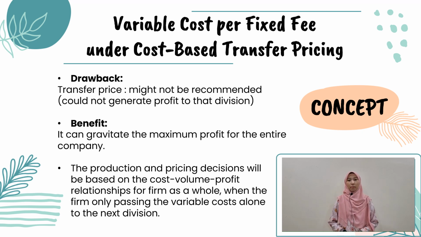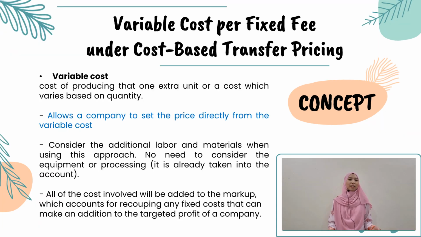This is because the production and pricing decisions will be based on the cost volume profit relationship for the firm as a whole, when the firm is only passing the variable cost alone to the next division. Variable cost can be defined as the cost of producing one extra unit, or we can define it as the cost which varies based on the quantity.